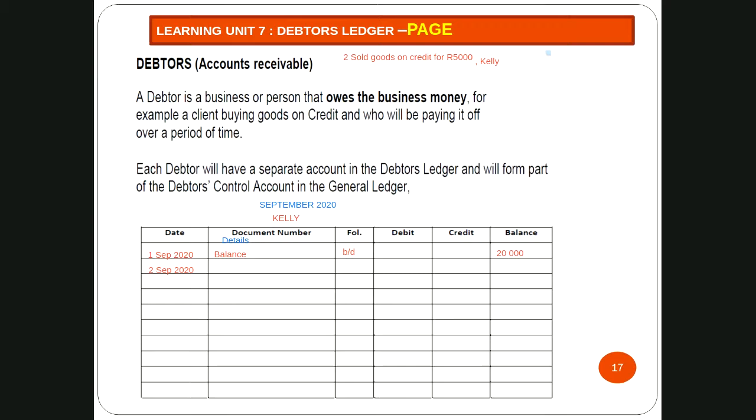Okay? So the fact is, when you sell goods on credit to a customer, what source document do you think I need to issue to the customer? To the debtor. I'm selling goods on credit to the customers. I need a proof, a source document. So what is that source document?